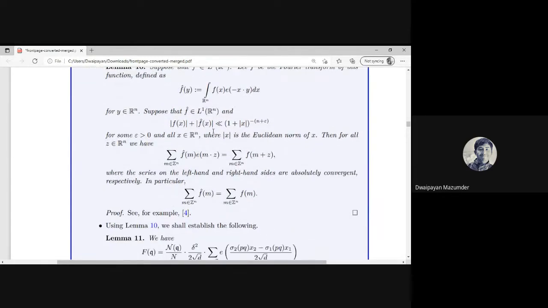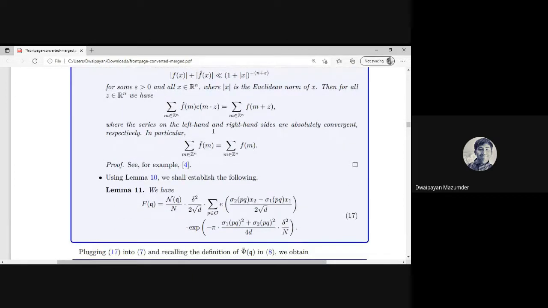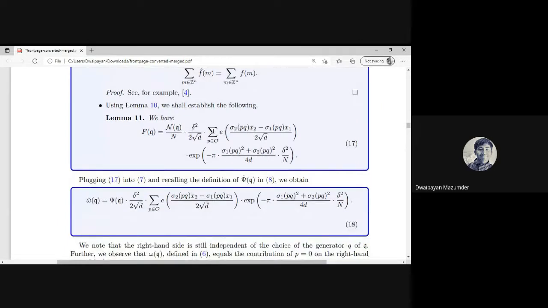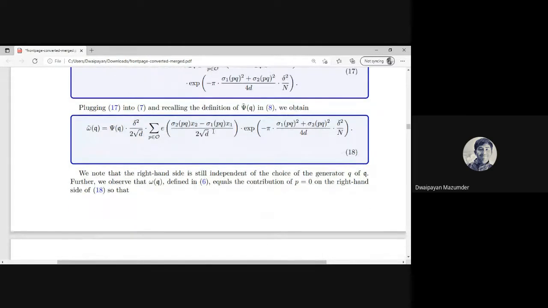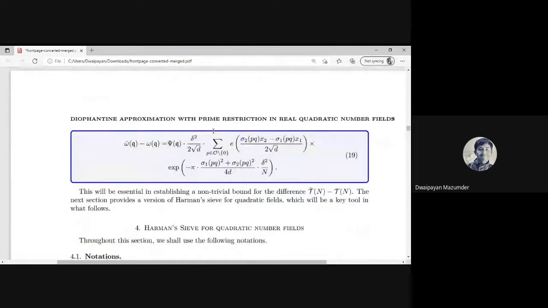It's just the ordinary Poisson summation formula for R^n; in our case, we are in R^2. If you use this Poisson summation formula on this f_q, then you will get this one, this 17, and we work on that. Our omega tilde q is then, if you put this f_q in, this one. So far that's good. Now you just take the differences. If you take omega tilde q minus omega q, then you will get this 19, and this will be used in our type 1 and type 2 sums.